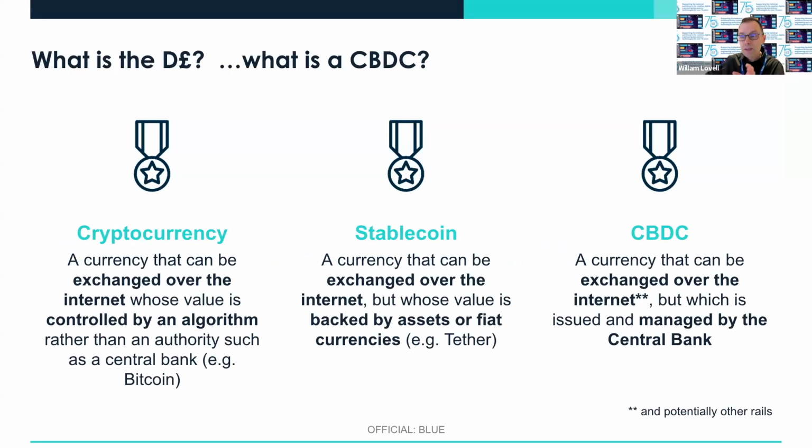A stablecoin is similar to that in being exchanged over the internet, but it's typically backed by some sort of securities or assets. Sometimes it's fiat currency, sometimes it's more abstract assets, and Tether is a great example of that. A central bank digital currency doesn't have to be exchanged over the internet. It could go over other rails as well, but it's issued and managed by a central bank.